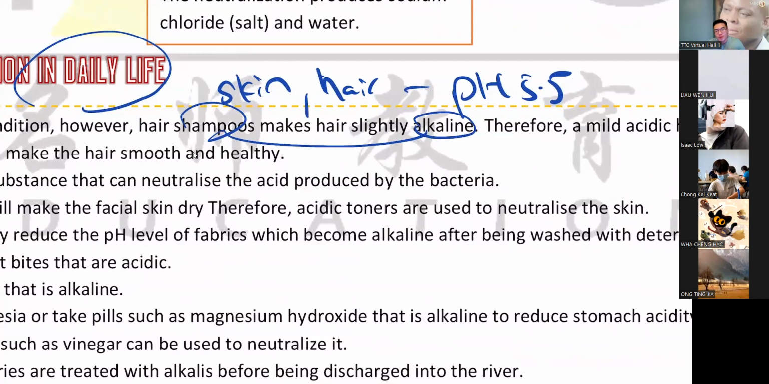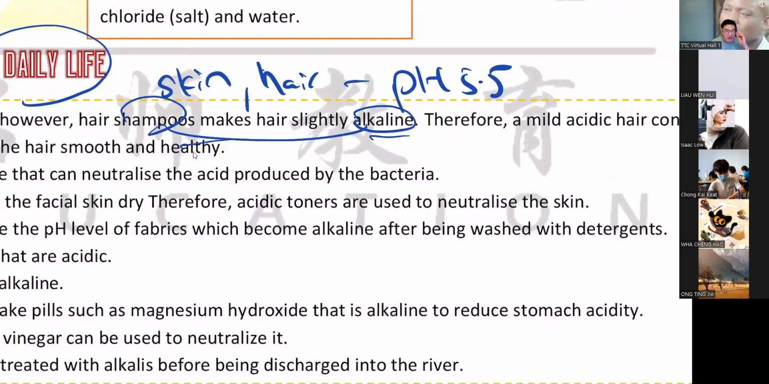So when your shampoo is alkaline, it makes your hair dry. You go watch those advertisements, Sunsilk, Pantene, Dove, whatever. You will get very bushy hair. So what do you do? Girls, after you wash your hair, what do you apply?